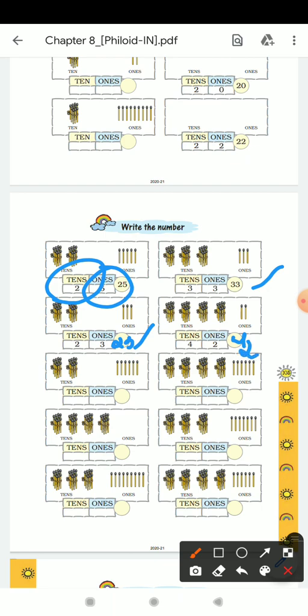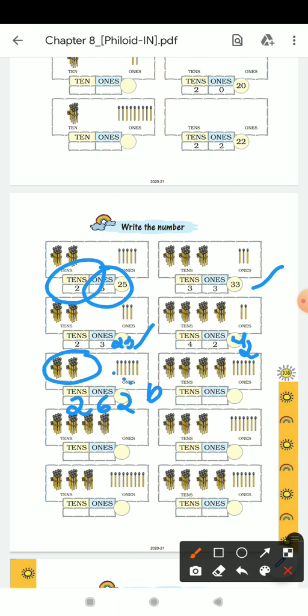Now in the next question, there are 2 bundles. It means on the tens side 2 will come, and on the ones side, how many matchsticks are there? Just count. 1, 2, 3, 4, 5, 6. So when 2 and 6 come together, it becomes 26. In this way you have to write in the given boxes.